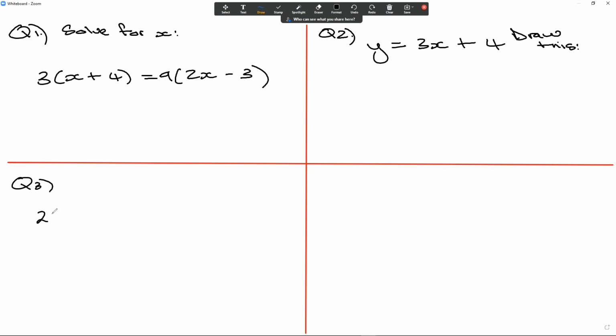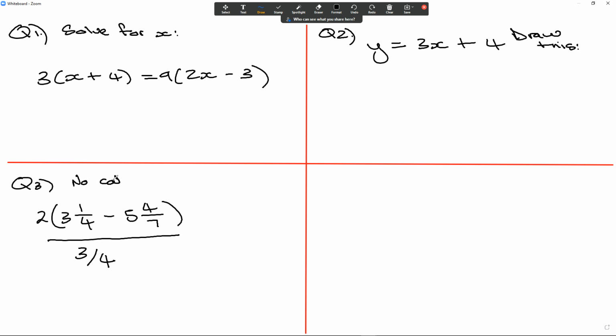And then the next question, I got 2 multiplied by 3/4. No calculators on this one. Minus 5 4/7. Slightly tricky question here. Divided by 3/4. No calculators allowed for this one here.